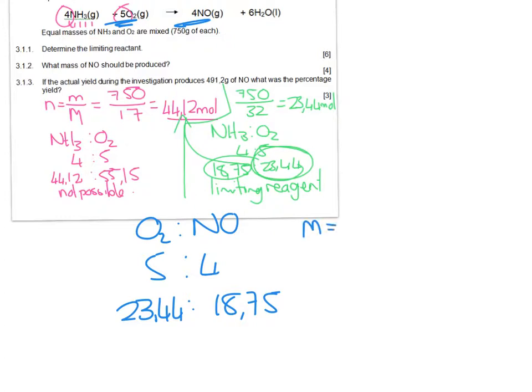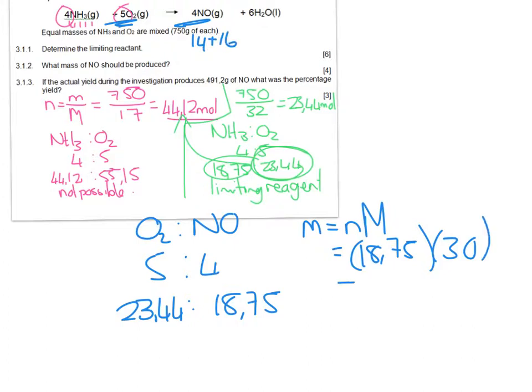And then mass is equal to number of moles times molar mass, which is equal to 18,75 multiplied by 30. Where did I get 30? 14 plus 16 over here, and I land up with 562,56 grams. If the actual yield during the investigation was 491, what is the percentage yield?